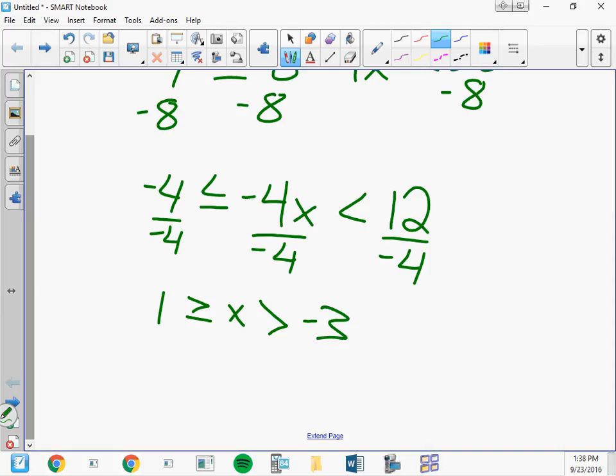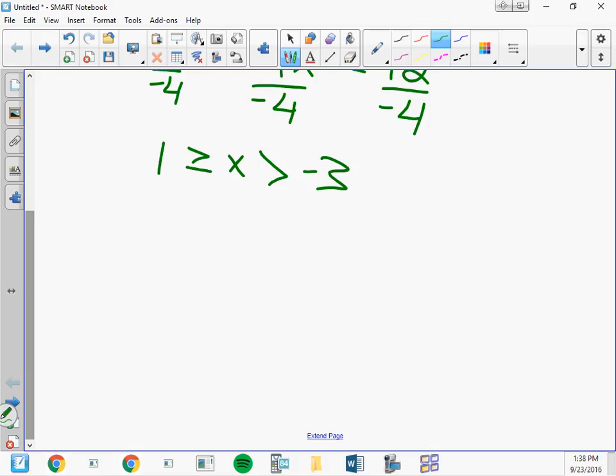Can x be smaller than 1 and bigger than negative 3? Yeah, it just is turned around from the way you're used to seeing it. If you graph it, it still works. Negative 3 is over here with an open circle. 1 would be here with a closed circle, and x is bigger than negative 3 and smaller than 1. That would be the AND statement answer.